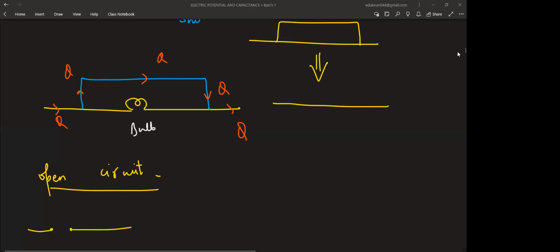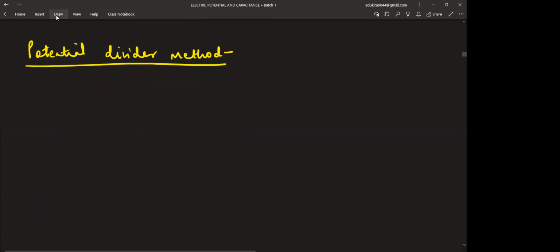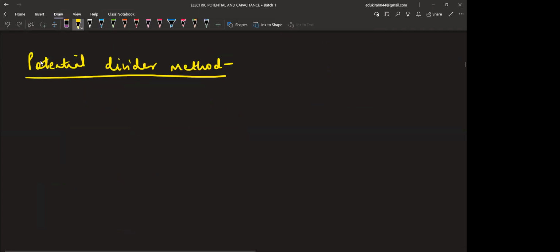Okay, done. Now, one more method I want to teach you, which is the potential divider method. All these things are valid and will be utilized more when we'll be doing current electricity. That also I'll start today most probably. Let me just discuss the potential divider method first.